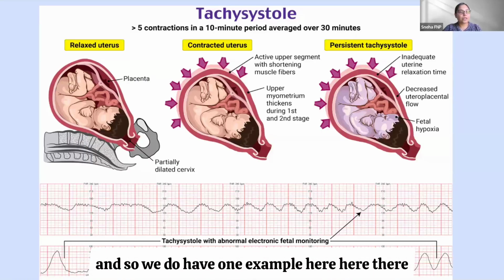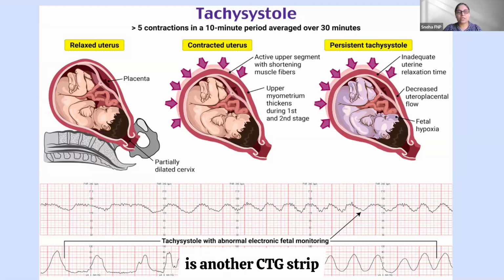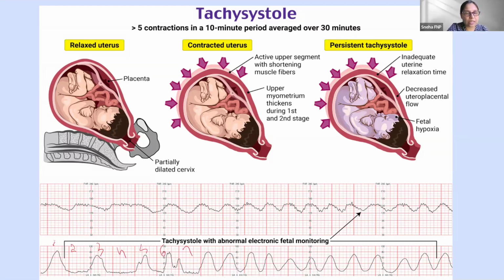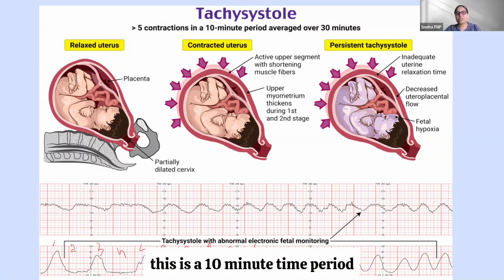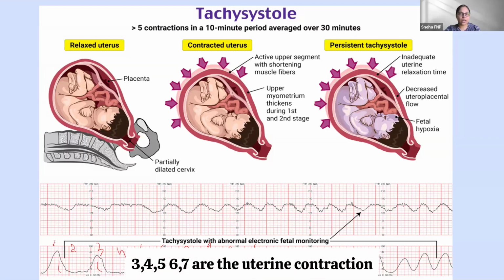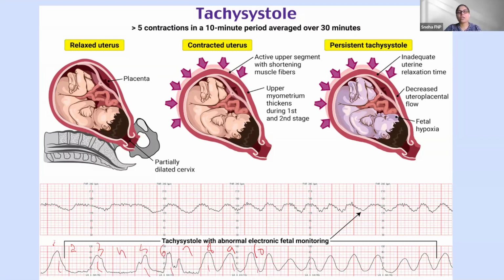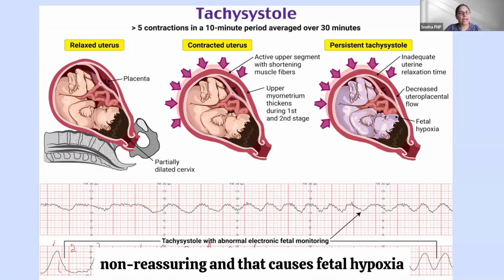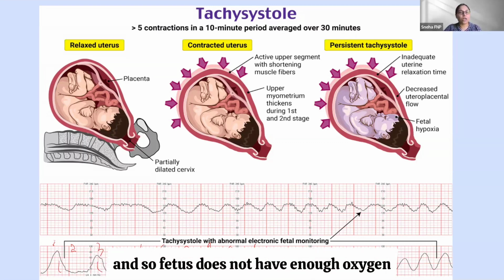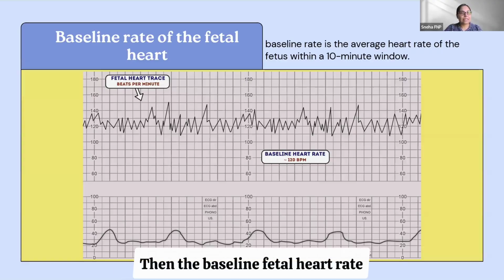And so we do have one example here. Here, there is another CTG strip. And if we count the duration, 1, 2, 3, 4, 5, 6, 7, 8, 9, and 10. This is a 10-minute time period. And if you can see here, 1, 2, 3, 4, 5, 6, 7 are the uterine contractions. And what we said, 5 or more than 5 is called tachysystole, and it's abnormal, non-reassuring, and that causes fetal hypoxia because the uterus does not get time in between to perfuse the fetus, and so the fetus does not have enough oxygen.